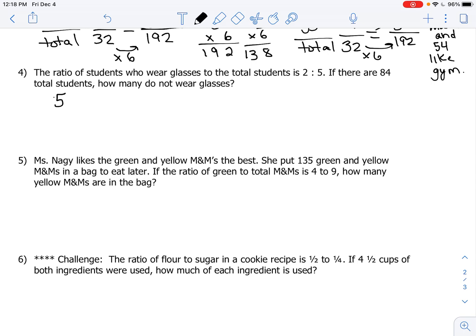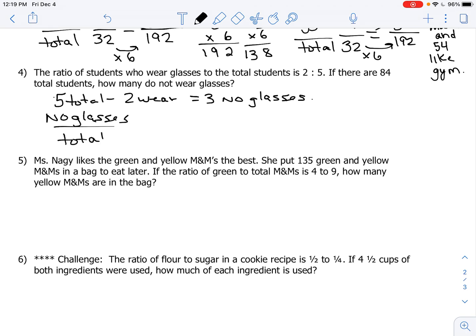And actually, I'm going to do the subtraction here. 5 total students minus 2 that wear glasses is going to give us 3 who do not wear glasses. No glasses. And we're going to have to set up our ratio here. No glasses to total. And no glasses is 3, total is 5.